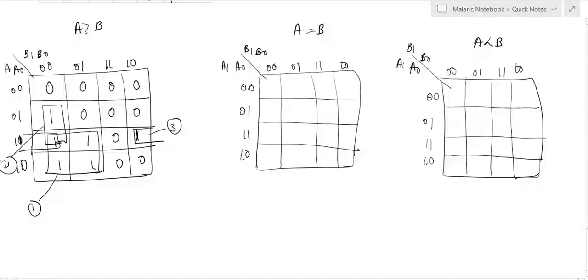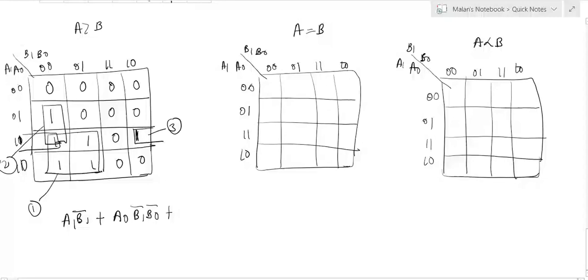Now we'll identify the expression. For group number 1, horizontally the common value is A1 and vertically it is B1 bar. Plus for group number 2, the pair, the common values are A0 and vertically B1 bar, B0 bar.